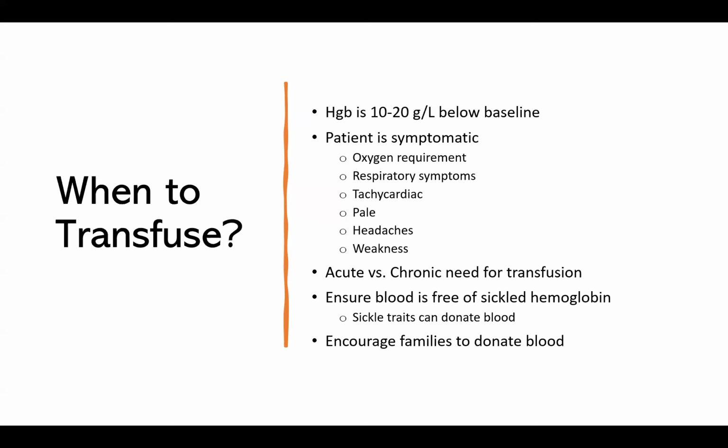Is your transfusion needed for an acute basis versus a chronic need? And we want to ensure that anytime blood is given to our sickle cell patients, that it's free of sickled hemoglobin. So sickle cell trait carriers can donate blood, but when our sickle cell patients actually need blood, we want to give them nothing but AA blood. At the same time, we still want to encourage our families to donate blood because just in general, there's a need for blood transfusions.